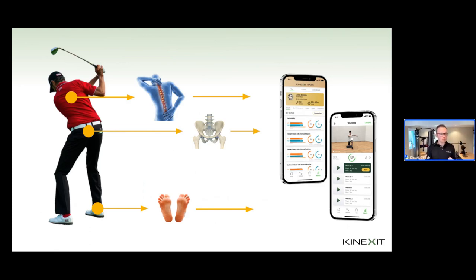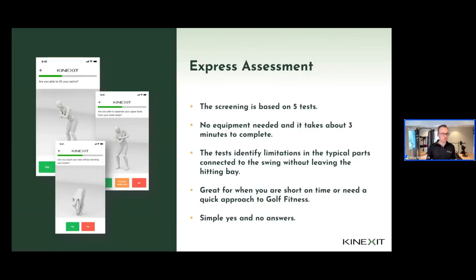I just want to give you a little bit of a taste so you know kind of how it looks like. So the express assessment, it's 5 tests, takes about 3 minutes to do. And here we're trying to identify the typical limitations to the golf swing. We're not going to be able to figure out everything here. It's express. So it's supposed to go quick. It's supposed to be simple. It's supposed to kind of get us going and getting the player interested.